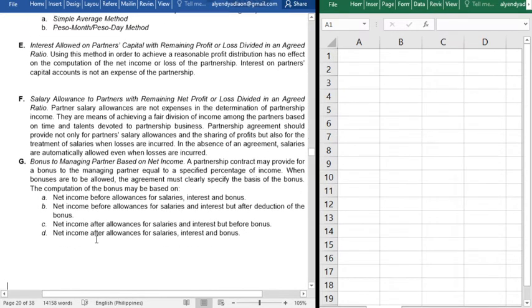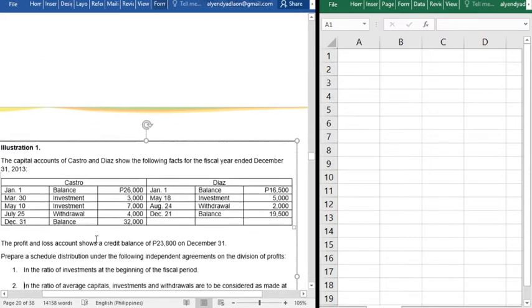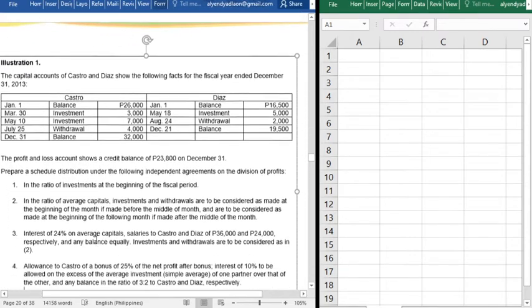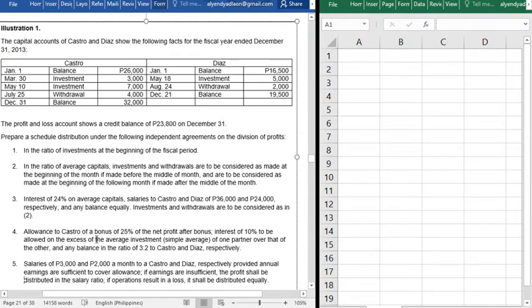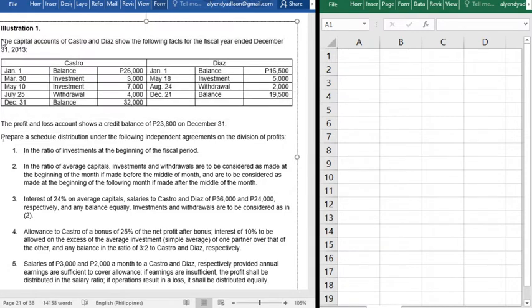Now, let's start with our first illustration. This is a comprehensive illustration, so there could be many questions in this one problem, just like this one. This is just a short problem for discussion purposes. This is just the basic process of how we are going to divide the profit and loss.